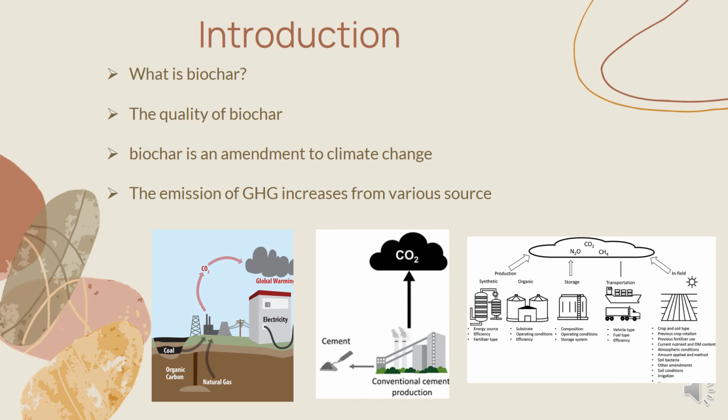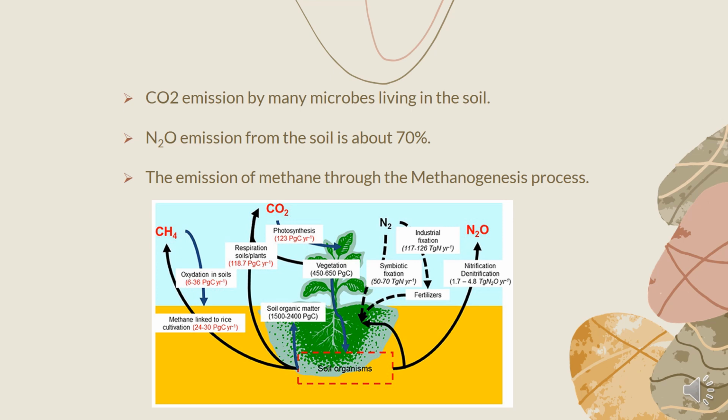Also, biochar is used to reduce the impact of climate change, which is directly affected by increasing emissions of greenhouse gases. However, the emission of greenhouse gases increases from various sources, such as fossil fuel, cement production, application of fertilizer, and others. In addition, the main greenhouse gases related to climate change are carbon dioxide, nitrous oxide, and methane, and the soil is considered to contribute to their cycle.